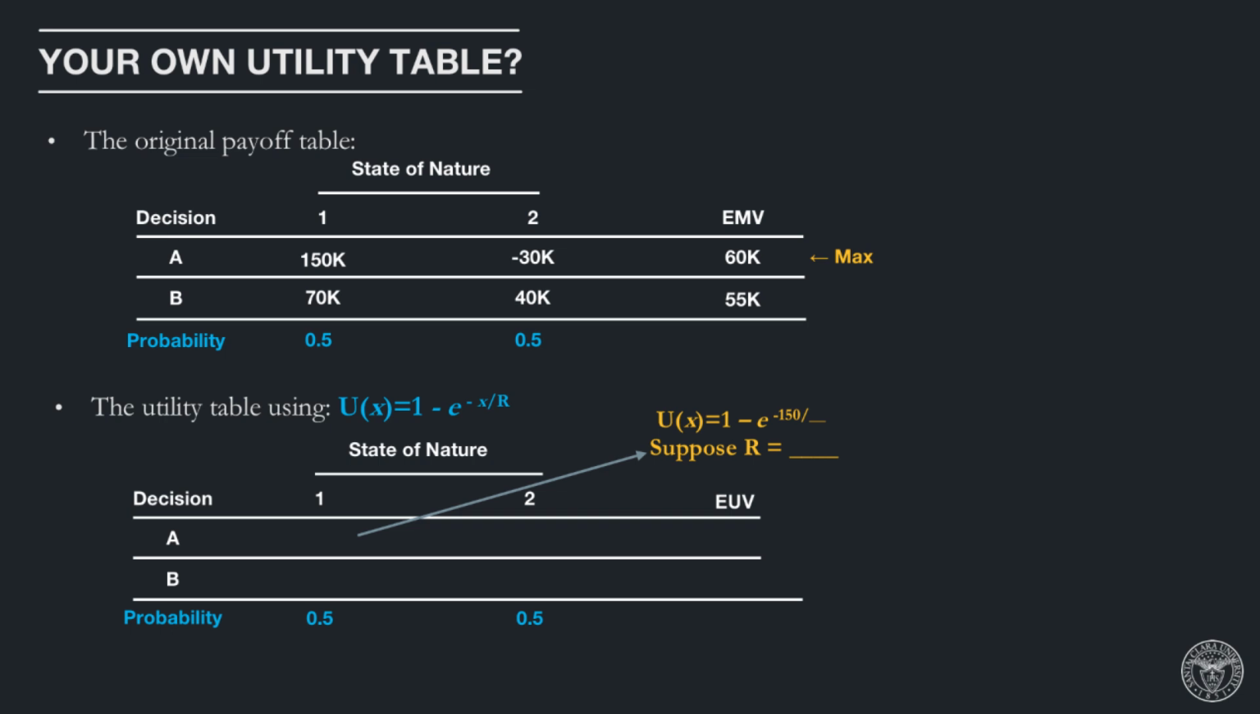Just now, I assumed an R value equal to 100. Actually, you might have a different R value in your case. And if so, you can plug in your R value and figure out your utility table. And you can find your optimal decision based on the expected utility value. Please note that in your homework, quiz, and final examination, the R value will be given to you.